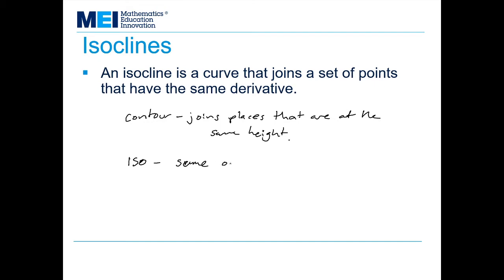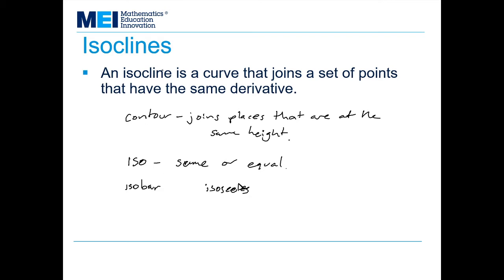Now, isocline has the prefix iso, which is a Greek prefix which means the same or equal. And you've come across this before. If you've ever watched a weather forecast, you might have seen them use isobars. An isobar joins places with equal pressure. And you may also recognise it from the word isosceles, for a triangle that has two sides the same.